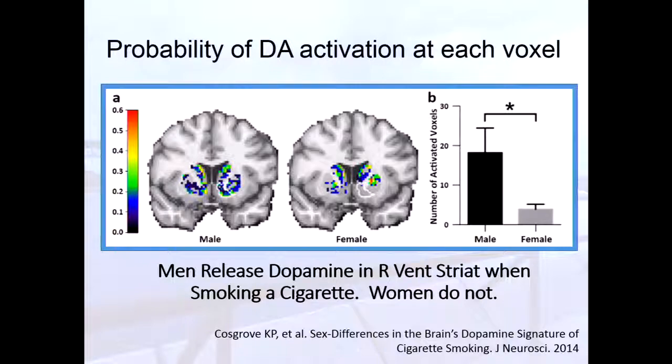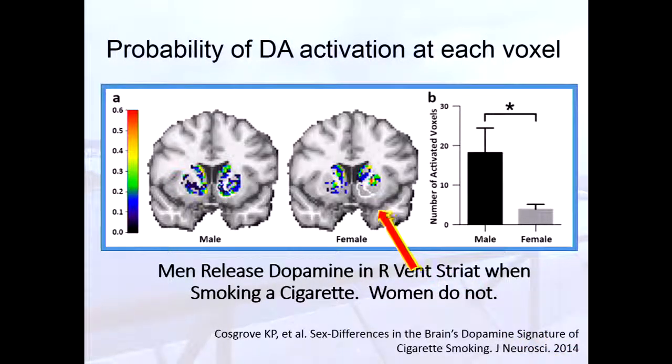But in any case, we can quantify the results. This was what we got in the first study, which showed that the spatial extent, the probability of activating voxels in the ventral striatum, and particularly in the right ventral striatum, was different. It was greater in men than in women. The spatial extent of activation is that black bar, and the women almost didn't activate their right ventral striatum. That is, they didn't have any detectable dopamine response during smoking in these studies.